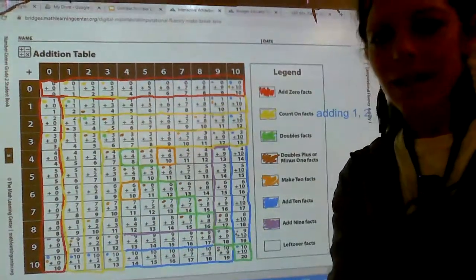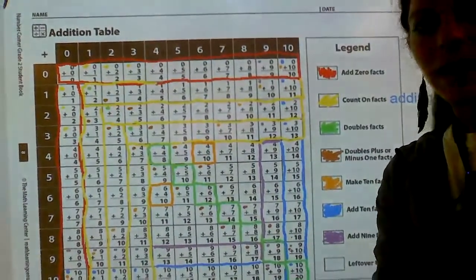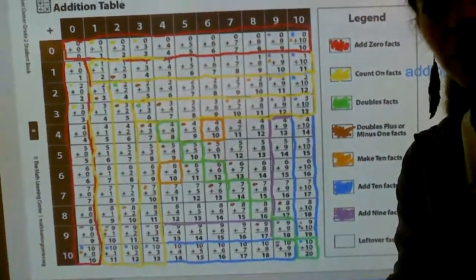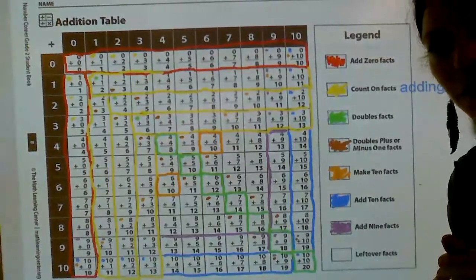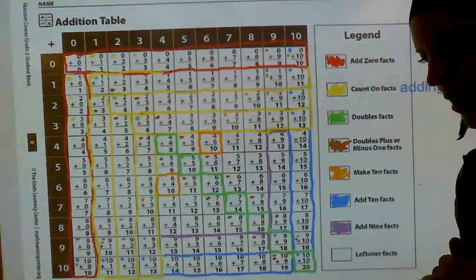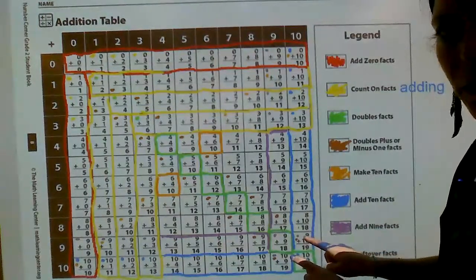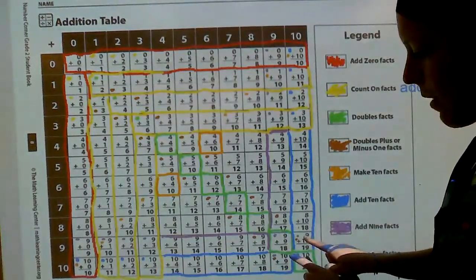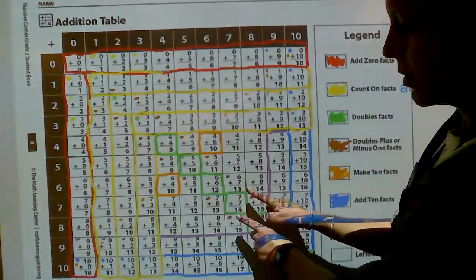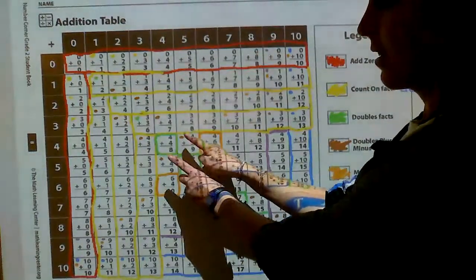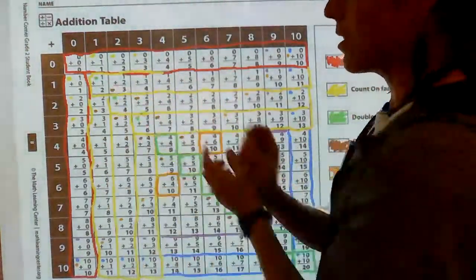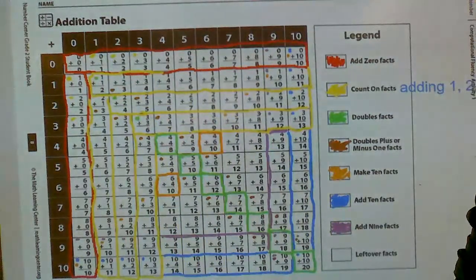I've already put the brown dots on the table. Can you find all the brown dots? Look where the doubles are. Look where the green boxes are. And we're going to follow. Do you see the brown dots going diagonal along with the doubles? Doubles plus or minus 1.